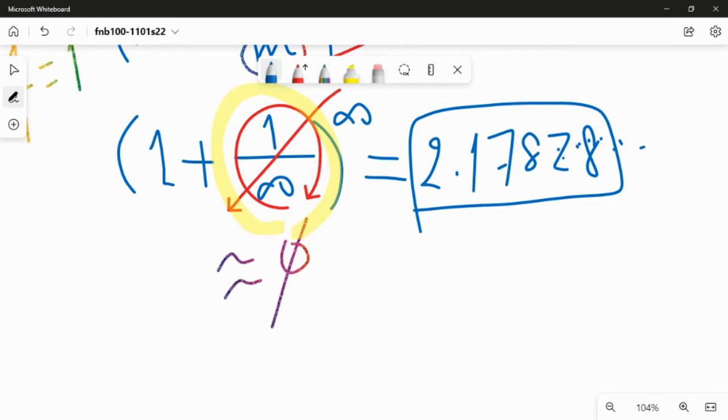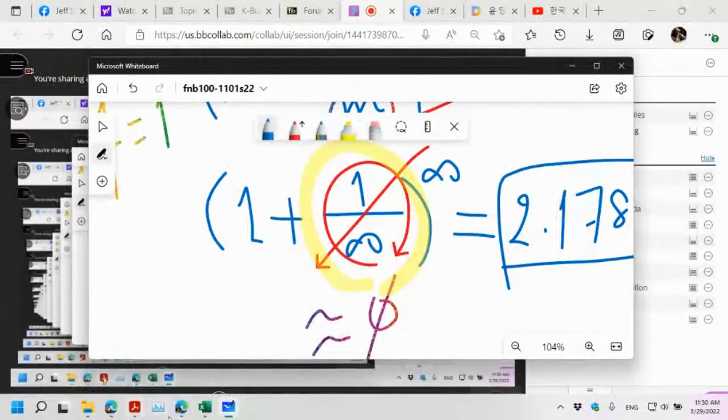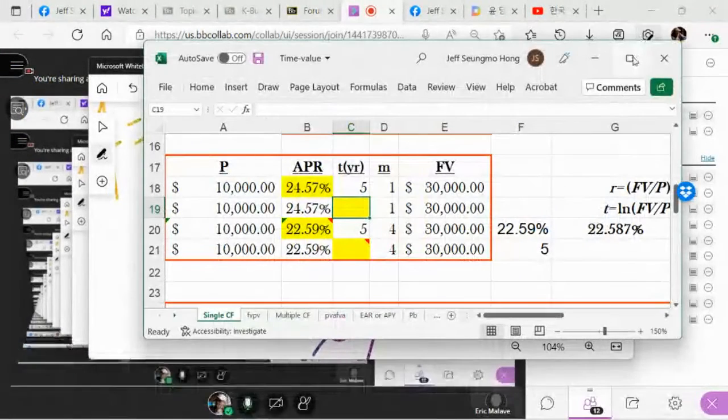So that's called Euler's number, and this is the basis of natural law. But before we go on with the natural law, let's do this exercise so that you will know.